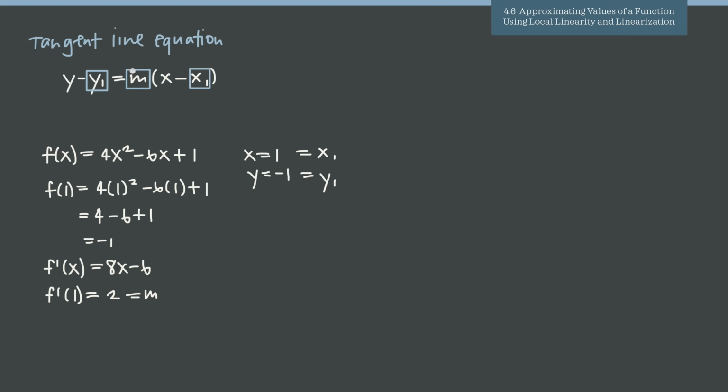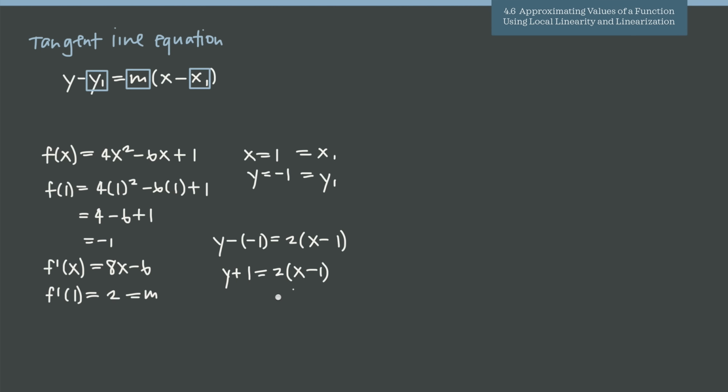So to find our tangent line equation, we just plug in. So we say y minus y1 is negative 1, so negative 1 equal to m, which is 2, times x minus x sub 1 which is 1. And then we simplify. So y plus 1 is equal to 2 times x minus 1. This is our tangent line equation, and keep in mind that we can write this different ways.